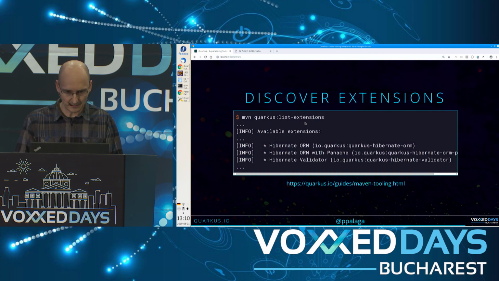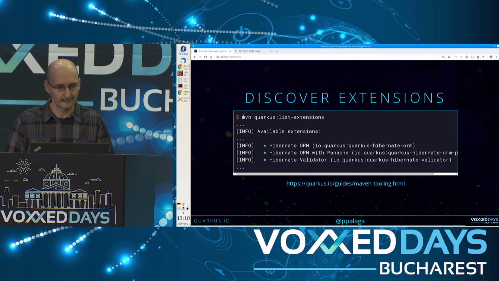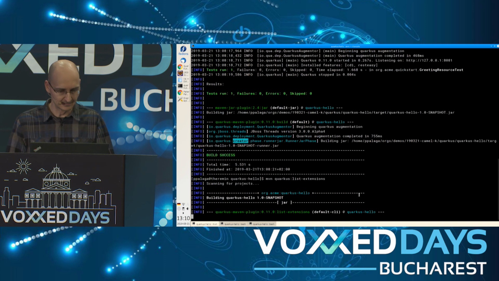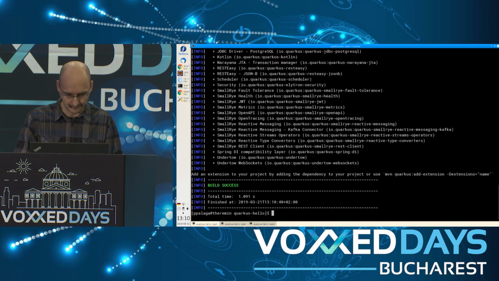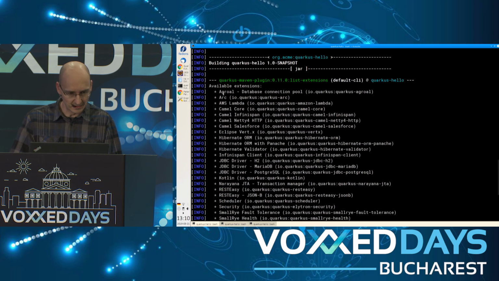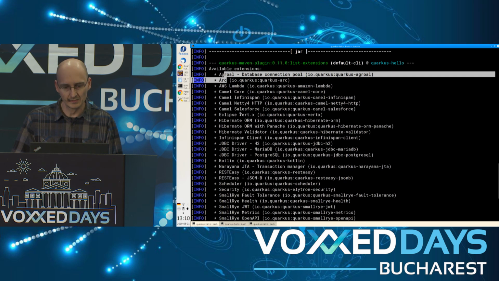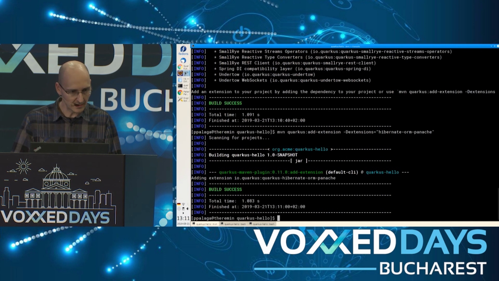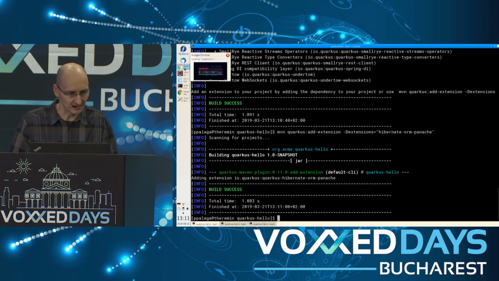Testing native extensions. There's quite a lot of them, and to see the list, you can use the Maven plugin again. Here's the list, and you can also use the plugin to add an extension. So let's add the panache extension. And all it does is just change the POM. It's not going to add any classes.